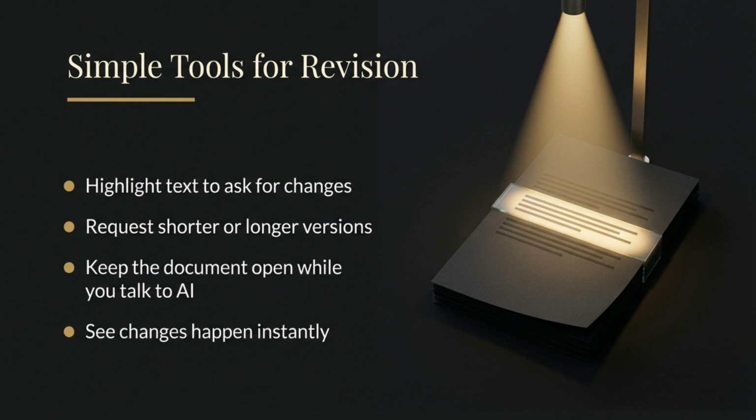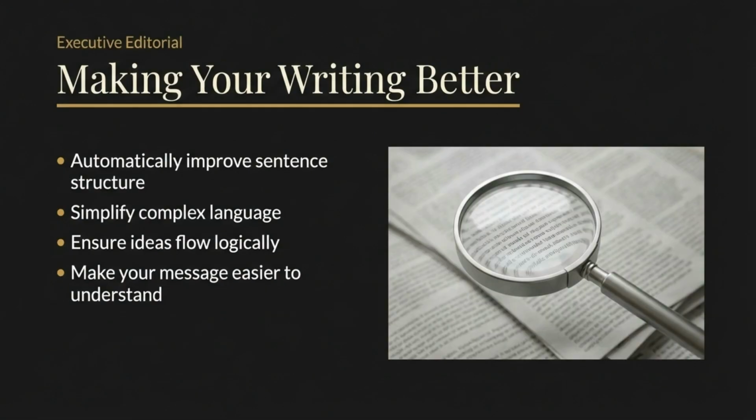Canvas offers simple tools for revision. You can highlight text to ask for changes, request shorter or longer versions, and keep the document open while interacting with the AI. You can see changes happen instantly. This executive editorial capability is about making your writing better. It automatically improves sentence structure, simplifies complex language, ensures logical flow, and makes your message easier to understand.